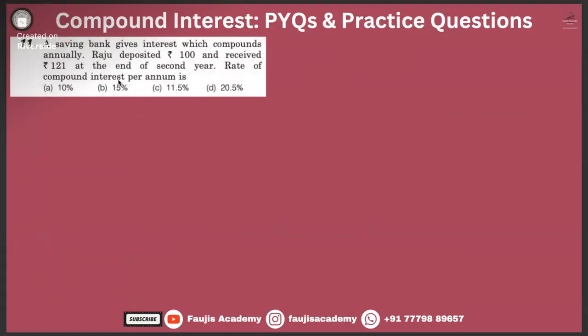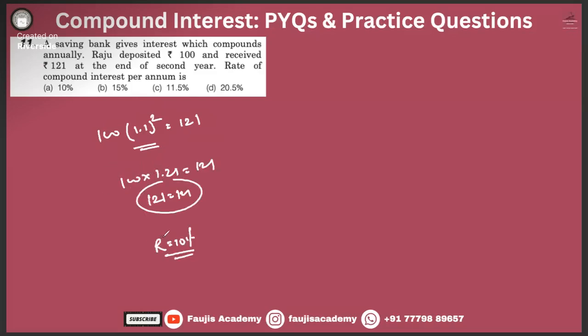Small savings bank gives interest which compounds annually. Raju deposited 100 rupees and received 121 at the end of the second year. What is the compound interest per annum? Do you even need pen and paper to solve this? How much is this? What is 11 square? 121. 121, right? What is the rate? Right, what is the rate, guys?